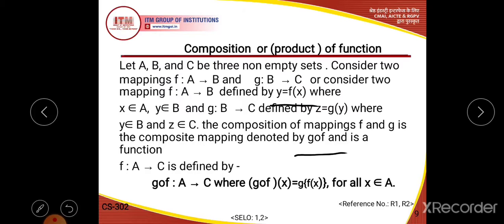The definition of g∘f from A to C, where (g∘f)(x), here x is an element of A, is equal to g(f(x)) for all x belonging to A. So this is the definition of composition of a function.